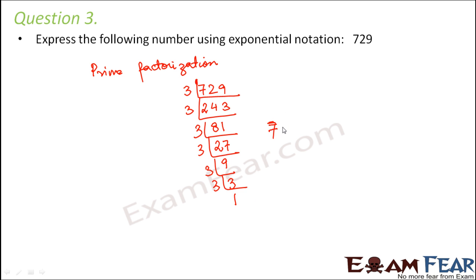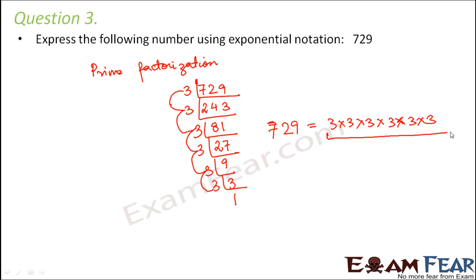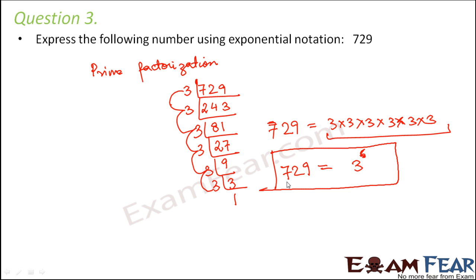So we can write 729 is equal to 3 into 3 into 3 into 3 into 3 into 3. So basically how many times is 3 getting repeated? It is getting repeated for 6 times. So this can be written as 3 to the power 6. So 729 can be written as 3 to the power 6. So this is the exponential notation. Question number 4.